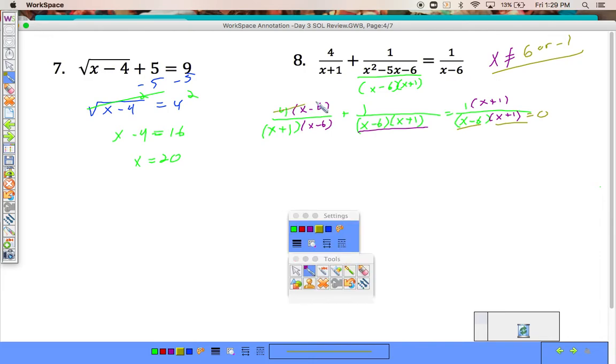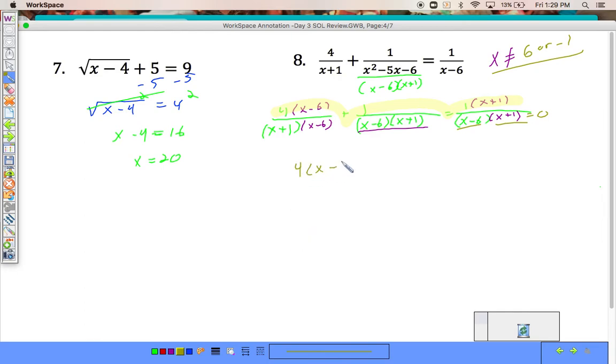All right, next, I'm going to take the equation across the numerator and write it out. 4 times x minus 6 plus 1 equals 1 times x plus 1. Distribute. Add like terms. Solve for x.